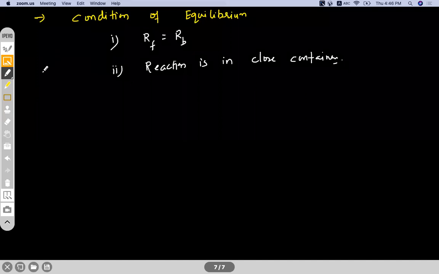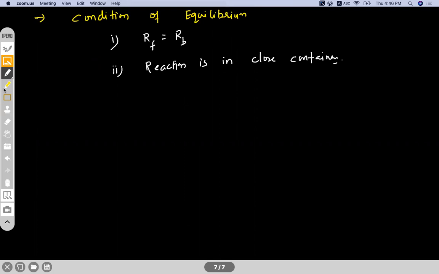Right? Okay. One more very important understanding of equilibrium you must have.